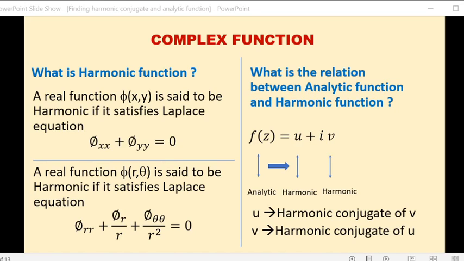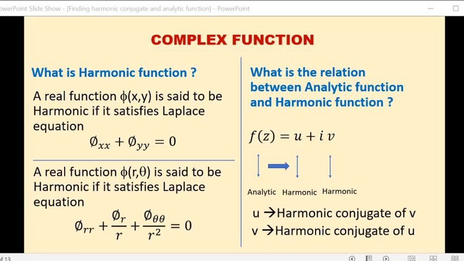Now my next question. If u is harmonic, does it imply f of z is analytic? No, no. We have not talked about that yet. That is the converse, and all of you have given the correct answer except Prashant. Prashant said yes. Prashant, the answer is no.